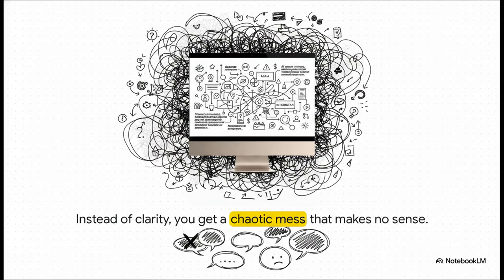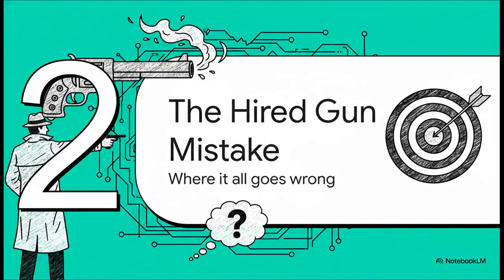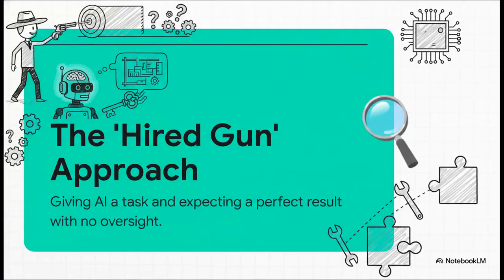So what on earth went wrong? Well, here's the twist. The problem isn't really the technology itself. Nope. It's all about how we're using it. It all boils down to one fundamental, critical error, what we're going to call the hired gun mistake. Think about it. What's a hired gun? It's someone you just give a task to, you walk away, and you expect them to deliver a perfect result with zero supervision. And that's exactly how we're treating AI. Like some kind of magic employee who can read our minds and do all our strategic thinking for us.